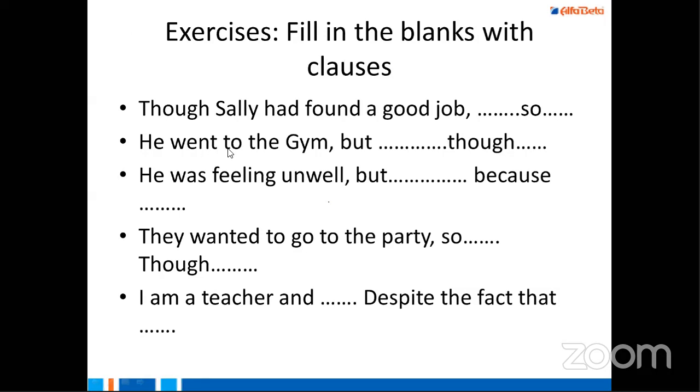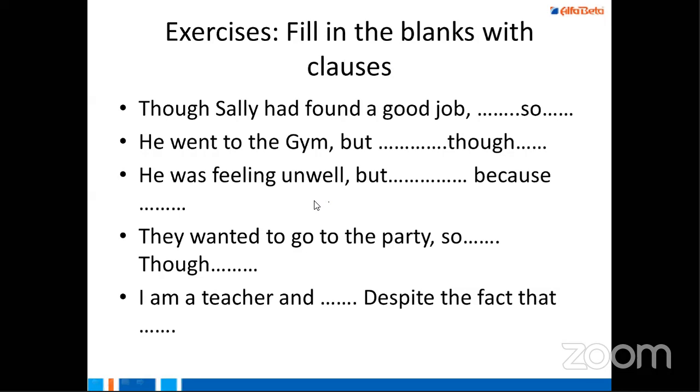Let me try the second one. He went to the gym but didn't carry any water with him, though he usually drank 3 liters of water while gymming. Sham, could you complete the third one? Sure, sir. He was feeling unwell, but he decided to go to his office because he had some urgent job pending. Right, perfect. He was feeling unwell, but he decided to go to the office because he had some important work.